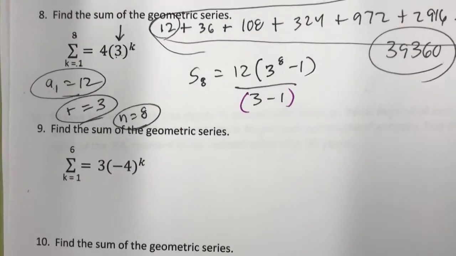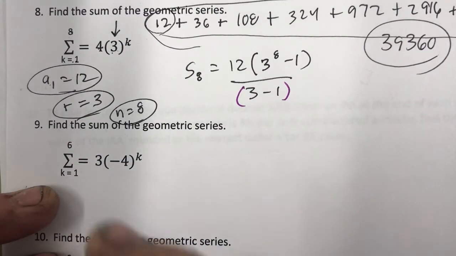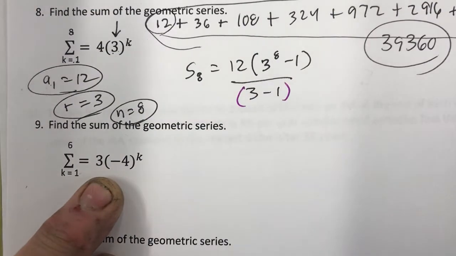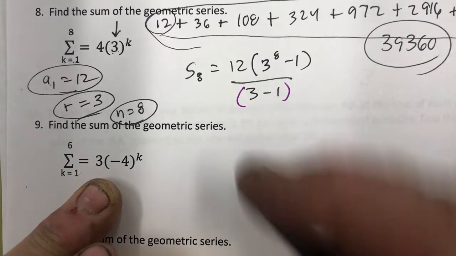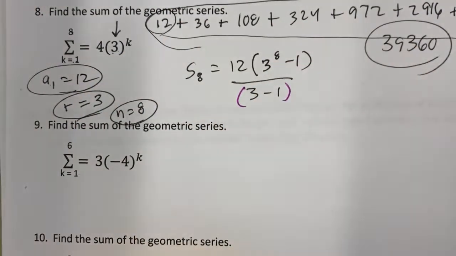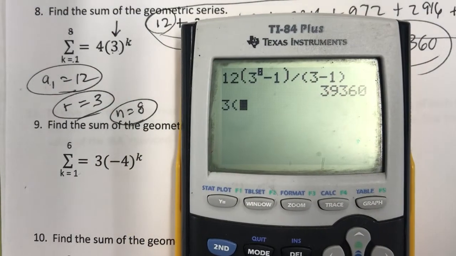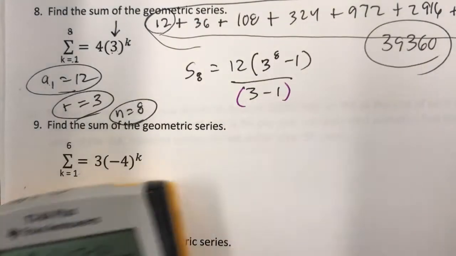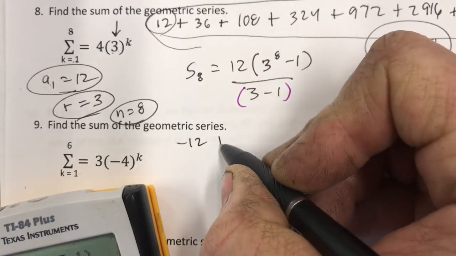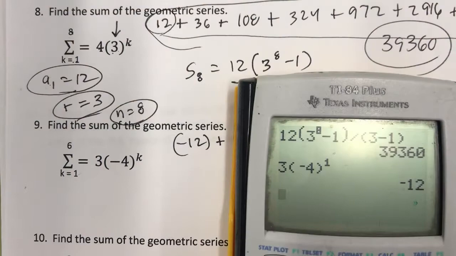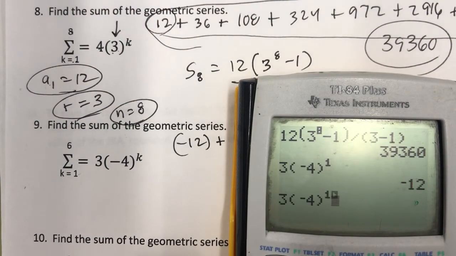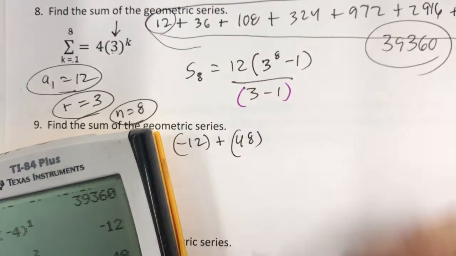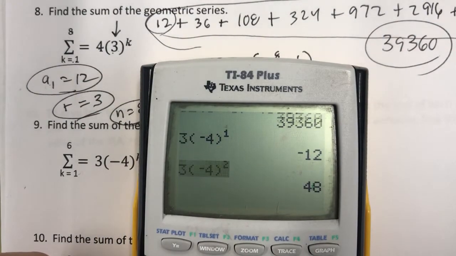Okay, so what would my sum be here? So from 1 to 6, I'll do this one both ways too, since there's only 6 of them. So if I put 1 in there, 3, and then negative 4 to the 1 power, this is negative 12. I'll put them in parentheses. And then change it to the second power, which is 48. Change it to the 3 power.